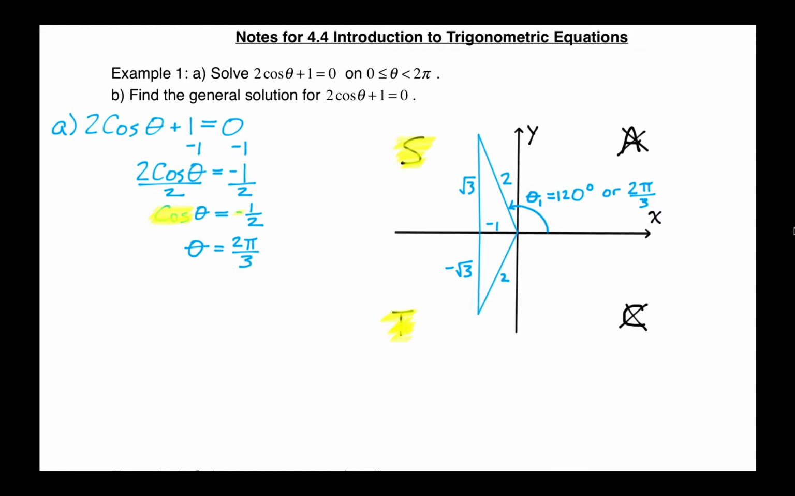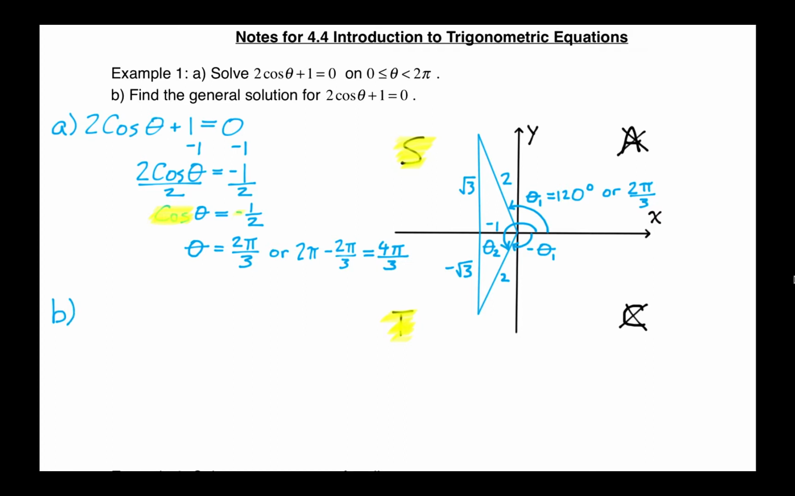Now there is another solution on 0 to 2 pi, which is this one here. I'll label it theta 2. And you'll notice that that's equal to 2 pi minus theta 1. Because of the symmetry here, theta 1 is this 120 degrees, and this is also, well, negative 120 degrees here. So if you did 360 minus 120, that would give you 240 for theta 2. But of course, we're working in radians, so we're talking about 2 pi minus 2 pi over 3, which would be 4 pi over 3. And now we have our two roots on 0 to 2 pi.